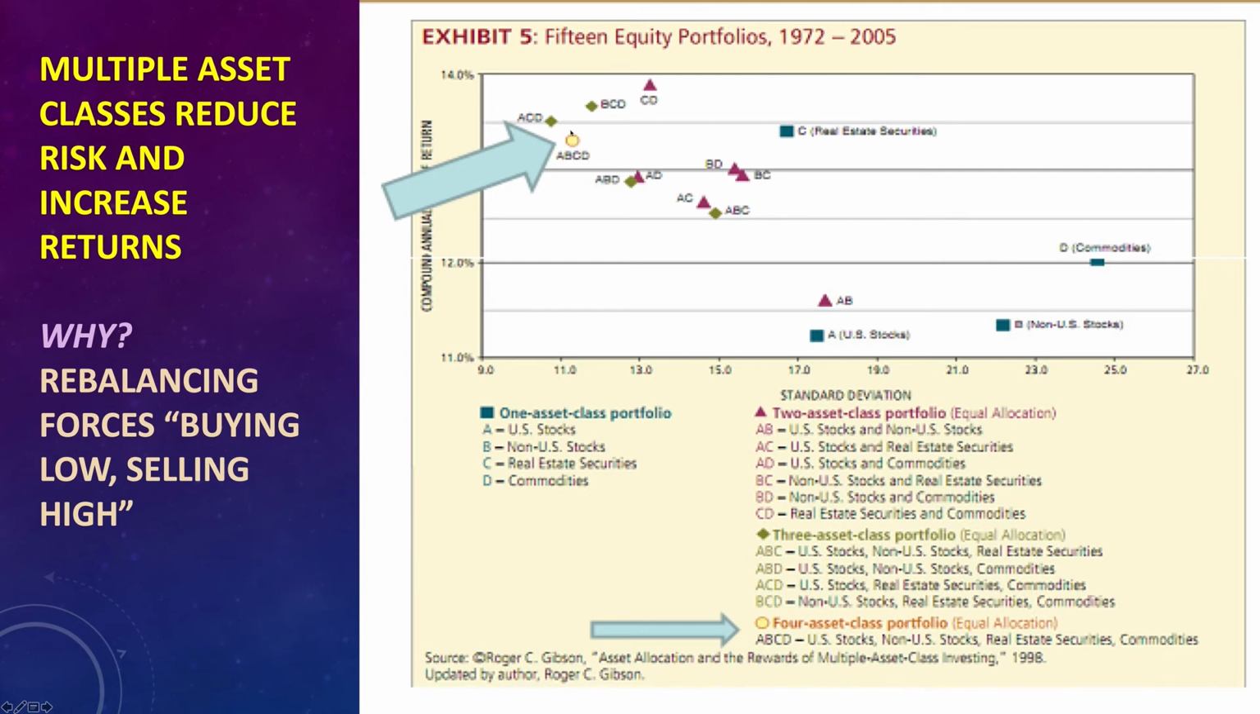Except for one portfolio, you would have had a higher return except for four of these other portfolios out of all of these that are here. So basically the benefits of diversifying. Why do you get these benefits?